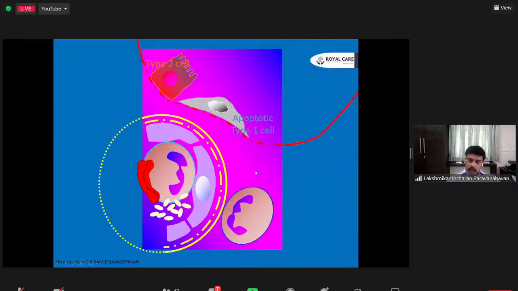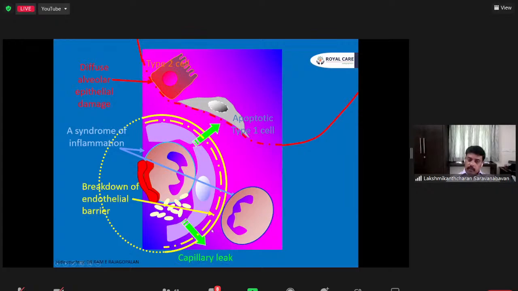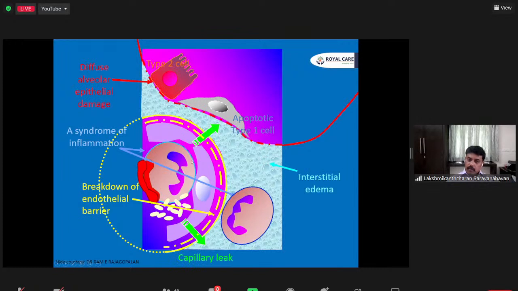So as was mentioned earlier in the pathogenesis, what happens in ARDS? It is a syndrome of inflammation. This is your alveolar level. This is your capillary endothelium. There is diffuse alveolar epithelial damage as well as breakdown of the endothelial barrier. Once the endothelial barrier breaks down, what happens? There is leakage of fluid from the capillary endothelium into the interstitial space. There is more and more interstitial edema, or pulmonary edema.